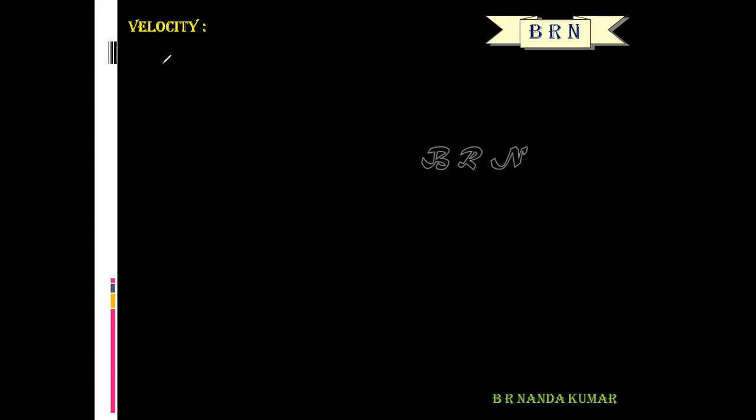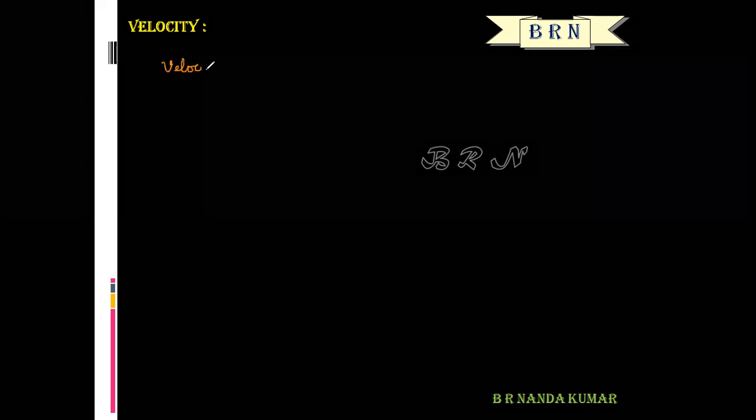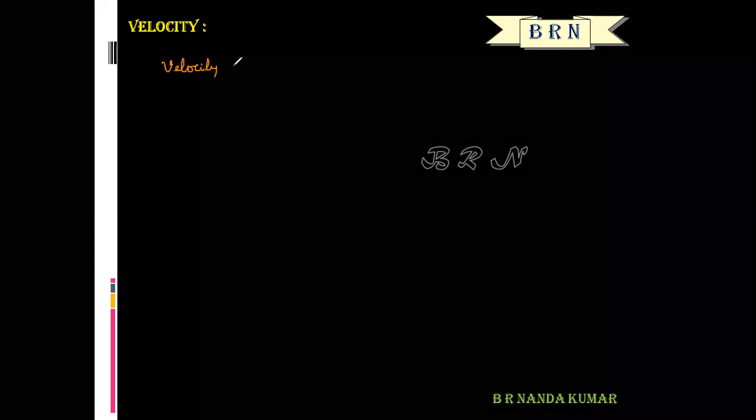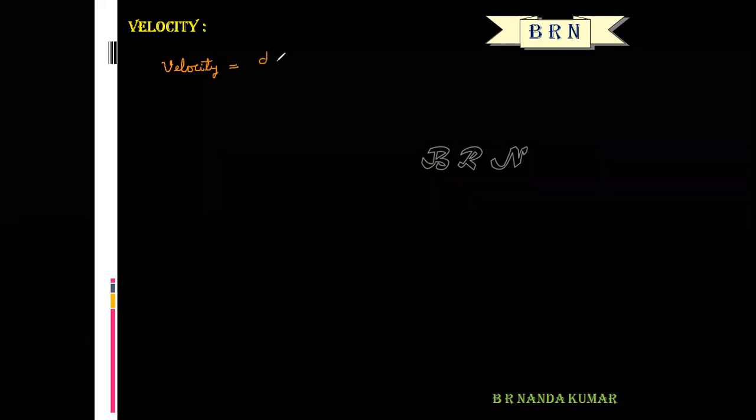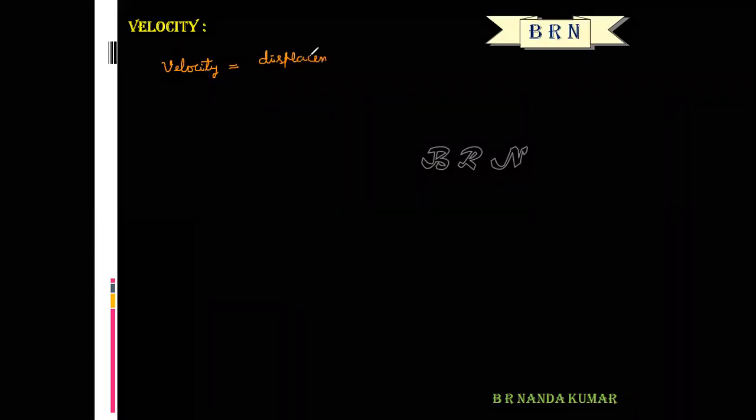Or simply, velocity is displacement per unit time. And this is measured in terms of meter per second. Displacement is measured in terms of meter, time is measured in terms of second. So meter per second is the SI unit of velocity.